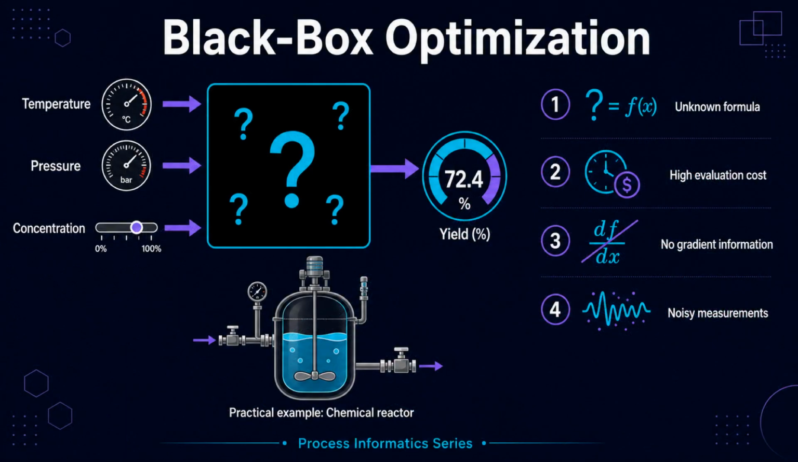A black box optimization problem is one where you can't see inside the relationship between inputs and outputs. Think of a chemical reactor where you adjust temperature, pressure, and concentration, but you don't have a formula to predict the yield. You can only run experiments and observe results. These problems have four key characteristics. The objective function is unknown, each evaluation is expensive and time-consuming, gradient information isn't available, and measurements contain noise.